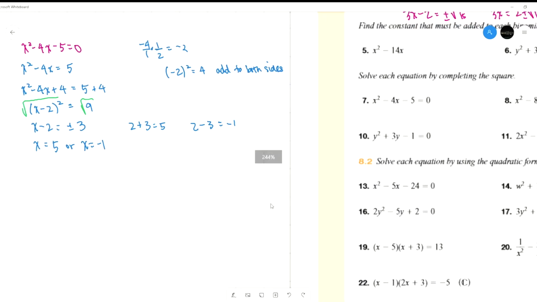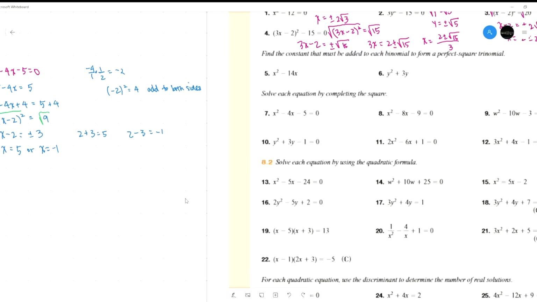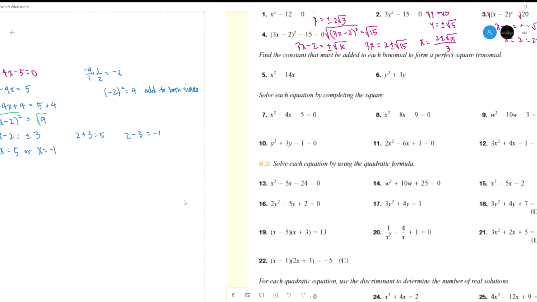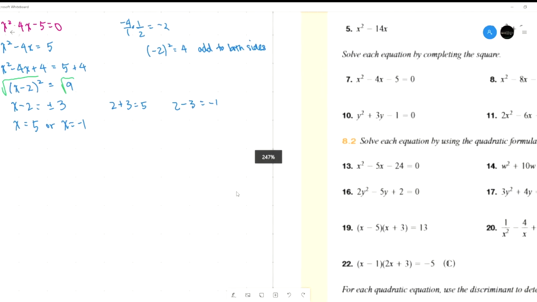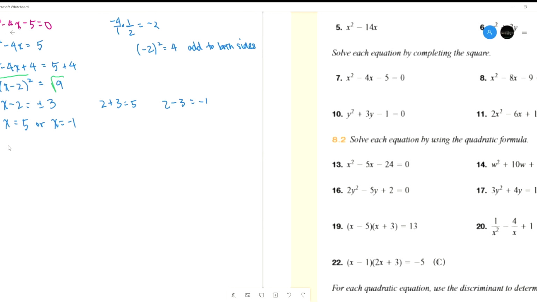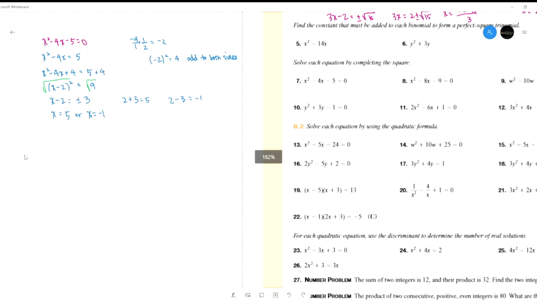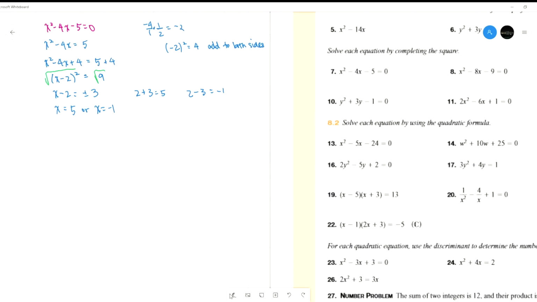Let's take a look at number 8. I think I assigned up to 10, right? Yeah, number 8. So number 8 says x squared... Oh no. Let me write it down first. So that was number 7. Number 8: x squared minus 8x minus 9 equals 0.